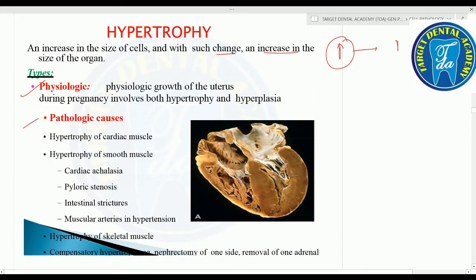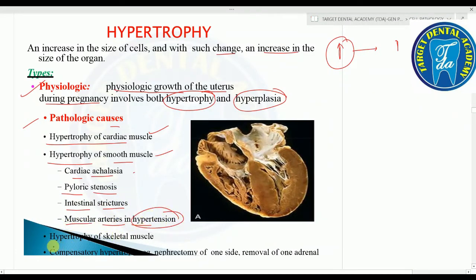So for the physiological cause, the physiologic growth of the uterus during pregnancy involves both hypertrophy and hyperplasia. While the pathological causes are hypertrophy of the cardiac muscle, and hypertrophy of the smooth muscle, which leads to cardiac achalasia, pyloric stenosis, intestinal strictures, the muscular arteries in hypertension, and it is also due to hypertrophy of the skeletal muscle. And last is the compensatory hypertrophy. An example is nephrectomy of one side and removal of one adrenal gland.